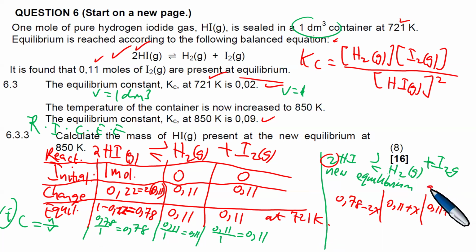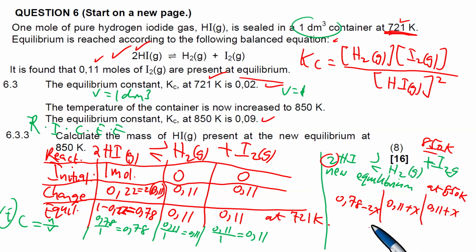And then this one is at 850 Kelvin temperature, and now the concentrations of the products have increased. The first table is for the 721, the original table at 721 Kelvin. And then now there's going to be another table when you have 850 Kelvin temperature.